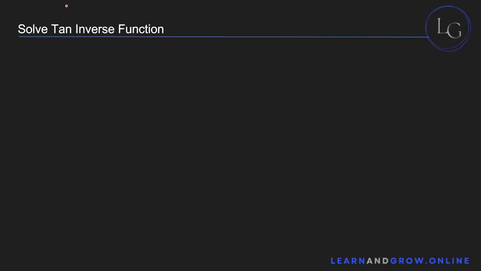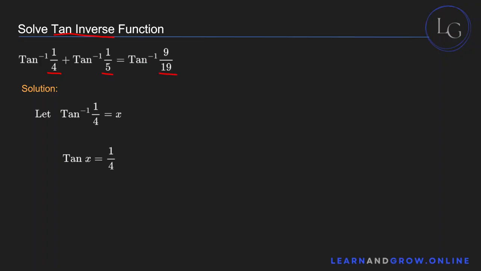Now let's see how you can solve the tangent inverse function. So it says we have to prove that the tangent inverse of 1 by 4 plus the tangent inverse of 1 by 5 is equal to the tangent inverse of 9 by 19. Let's prove this. So let's suppose that tangent inverse of 1 by 4 is equal to x, right?